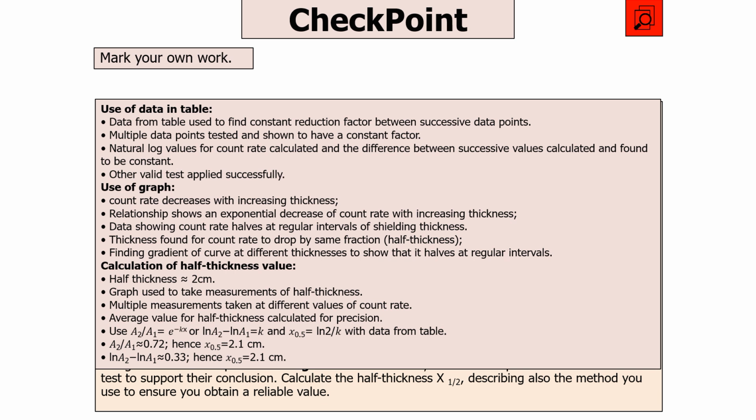You should find from the graph that the half thickness is about 2 centimeters. You can use the graph to take measurements of values of half thickness. You should take multiple measurements to take an average value, so you can work it all through with your precision to be about 2.1 centimeters.